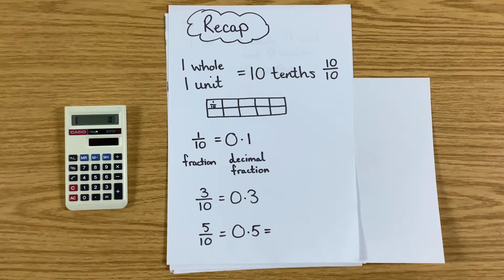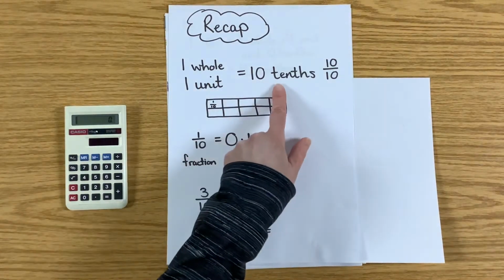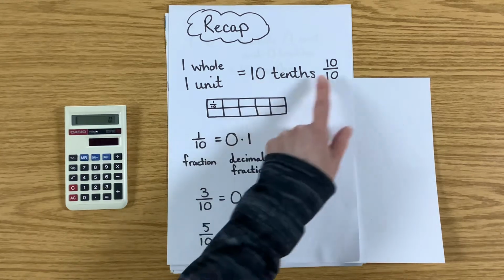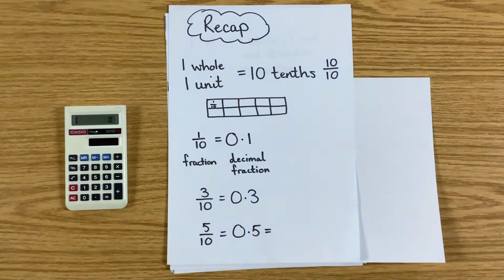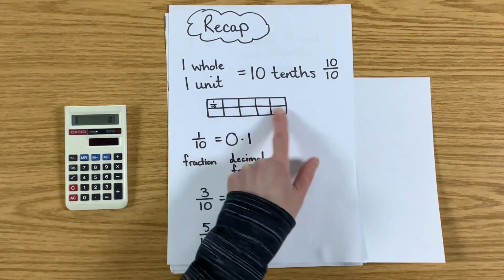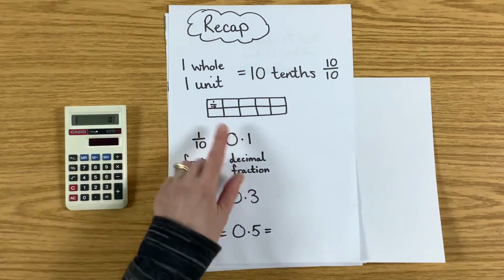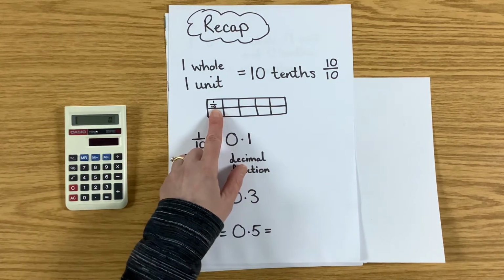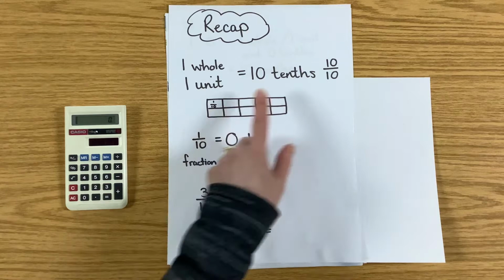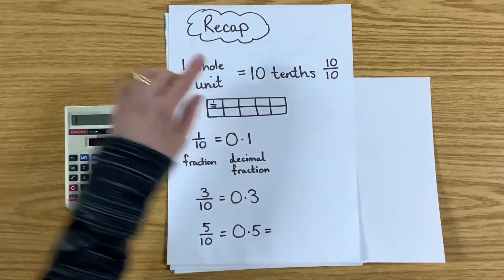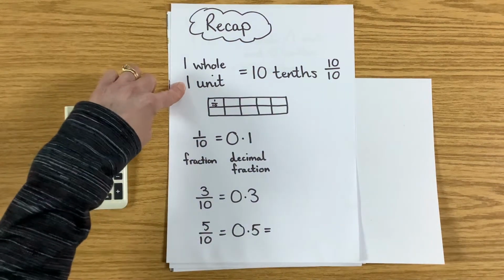Now, for today, we're going to begin by recapping what we've already looked at to do with decimals. So far we have learnt that 1 whole or 1 unit is the same as 10 tenths, which can be written like this or like this. Remember, if we take a shape and divide it into 10 equal parts, each part is 1/10 of that shape. If we take 10 of those tenths together, that's the same as 1 whole or 1 unit.